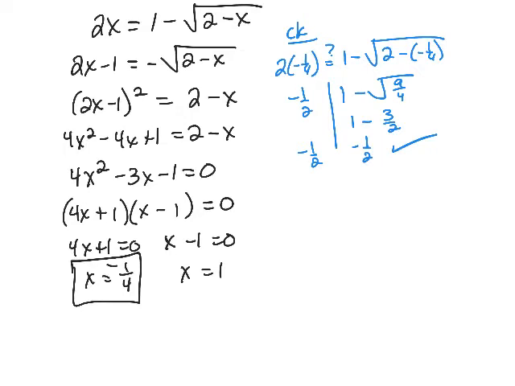I'm betting that the 1 is not going to work, but let's check it anyway. So if I substitute 1 in here, I have 2 times 1, and we don't know if that's going to be equal to 1 minus radical 2 minus 1, and that is not going to work because this is 1 minus 1, which is 0, and 2 does not equal 0. So I have one solution, negative 1/4.